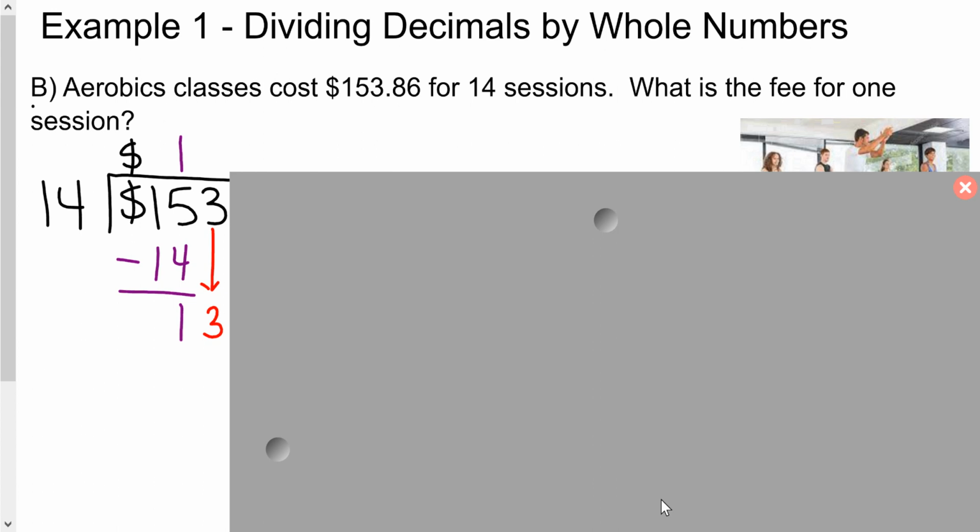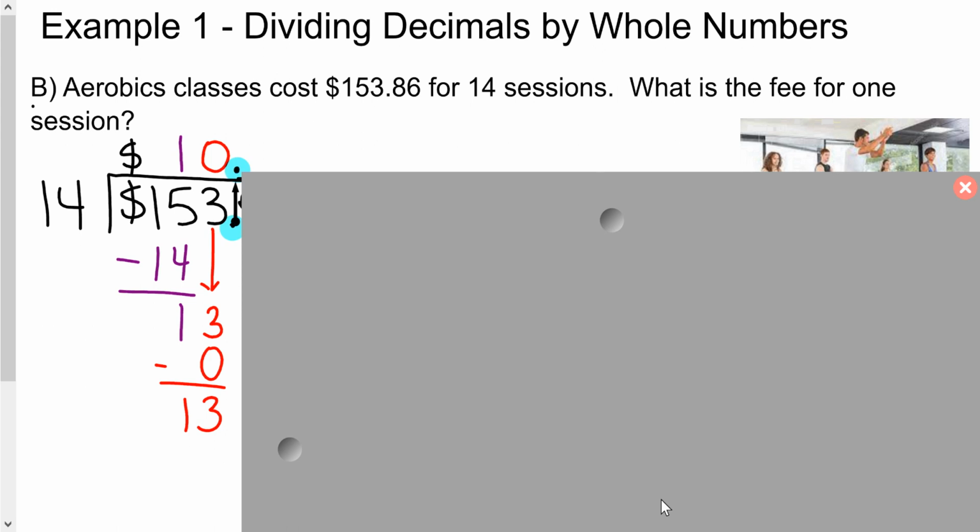Now, what about the 3 when we drop it down? 14 can't go into 13, so this is one way that you can handle it. You can just say, well, 14 goes into 13 0 times. What's 0 times 14? 0, and we still have 13 left over. Is 13 less than 14? Yes, it is. What about that decimal there? Pop it straight up. Make sure it's visible too, okay?